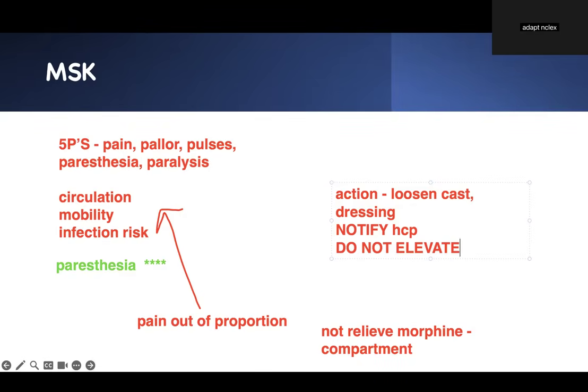Your first action, if it can be loosened, you don't have to bivalve it because you are not the provider. But if it's a small dressing, you can loosen it, fine. But if you require bivalving the cast, that's a problem. The next thing you should do is notify the provider, but do not elevate it.